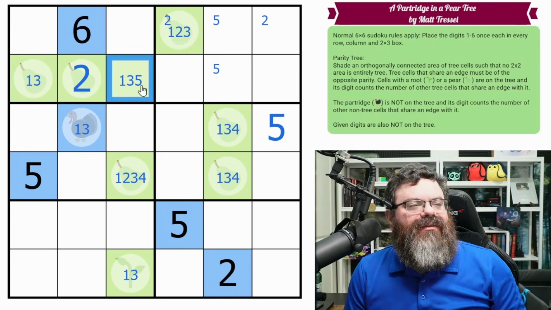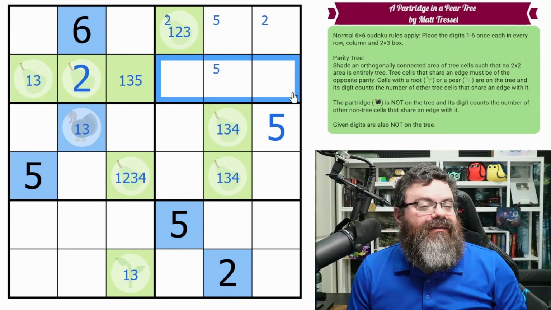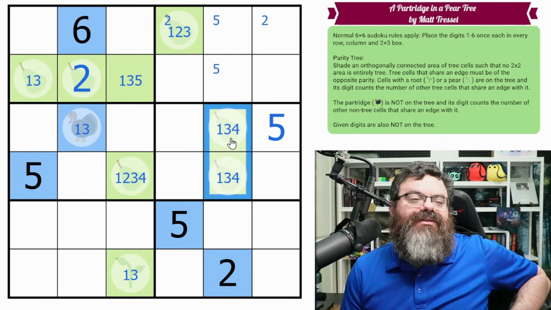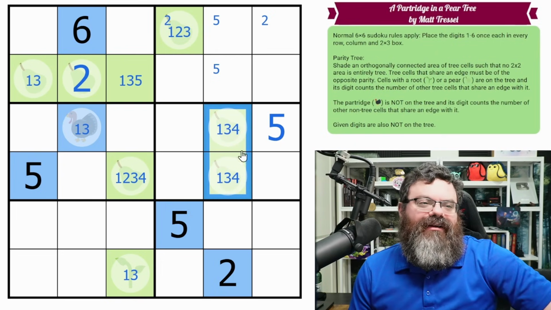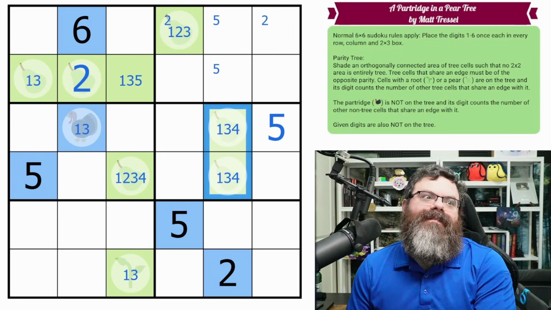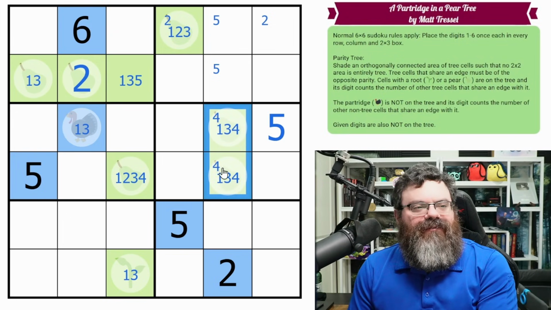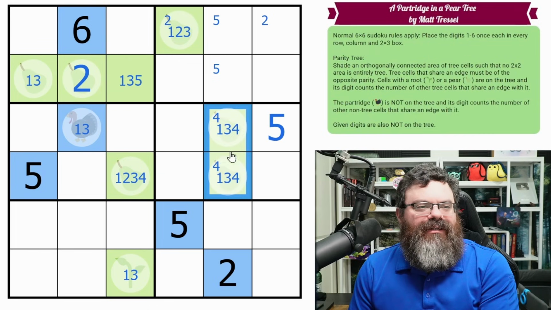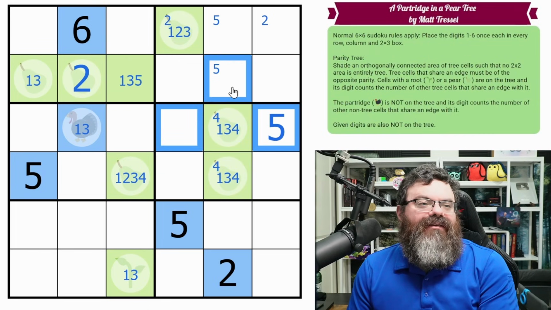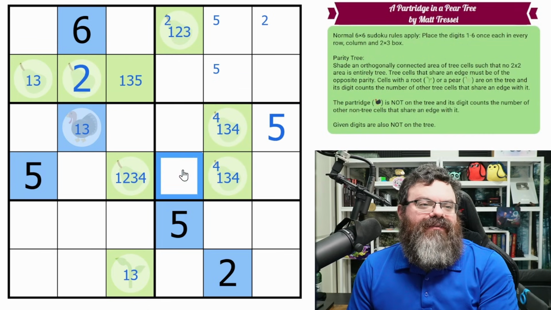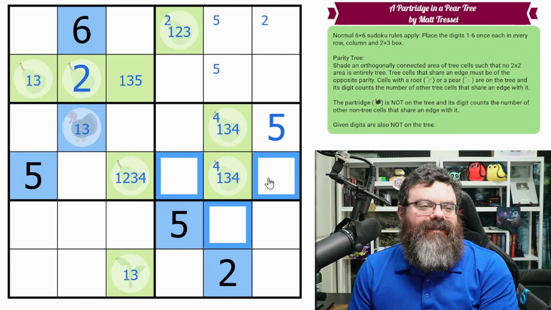Let's see. These are both odd. Okay, these are of opposite parity because they're next to each other. And so one of them has to be a 4. Because if we were a 1-3 pair, they wouldn't be opposite parity. So we have to include the 4. And so if this was 4, then all of these are tree.